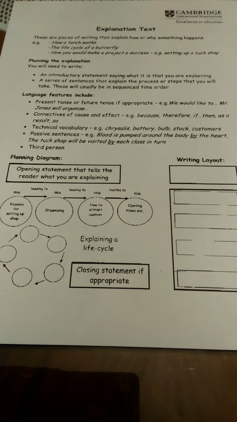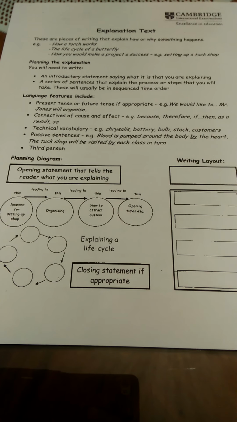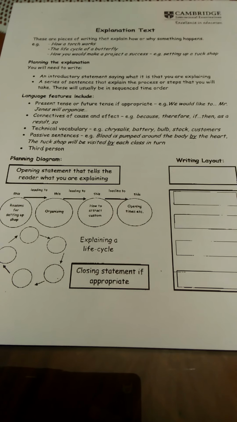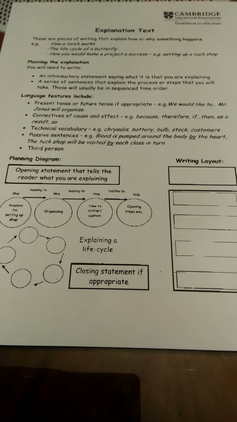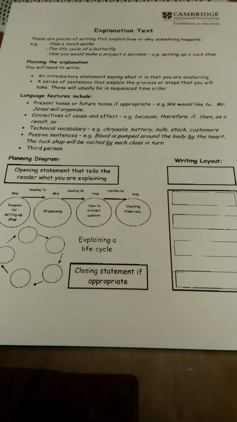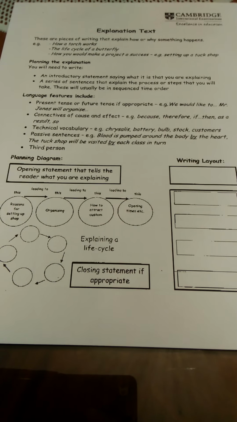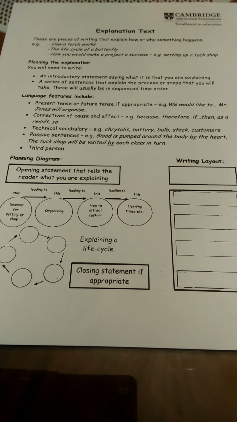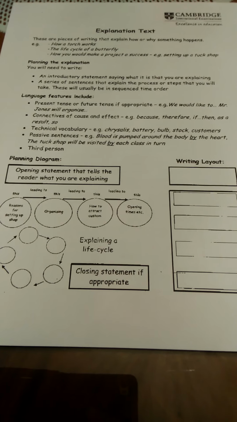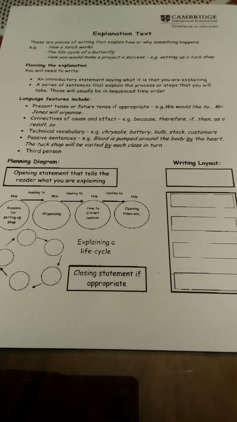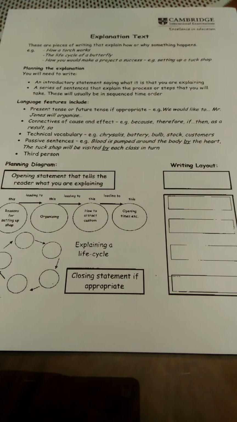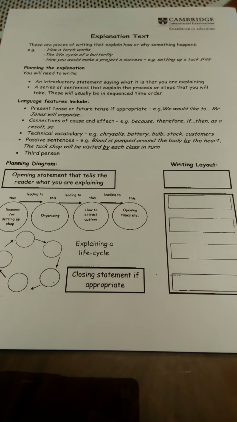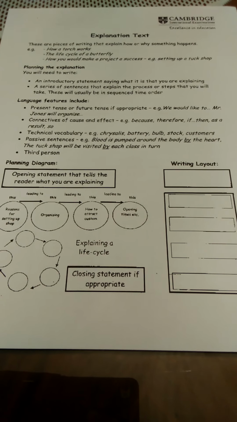Language features. We said according to what type of text we're writing, we will think of the features we'll include in this writing. So if you're explaining something, you'll have it in the present tense or future if appropriate. For example, we would like to, Mr. Jones will organize. So you could use both present tense and future tense if appropriate to what you're writing.